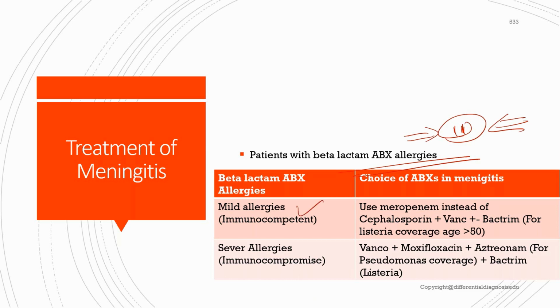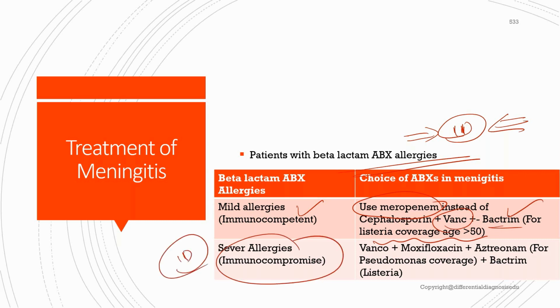So for mild allergy, you can use just meropenem instead of cephalosporin. You will continue vancomycin, and because the patient is allergic to ampicillin, you can use Bactrim for Listeria coverage. Severe allergy, you definitely, 100%, need to involve ID. So you can use IV vancomycin, moxifloxacin, aztreonam for Pseudomonas coverage, and Bactrim for Listeria coverage. But if the patient is allergic to antibiotics, ID needs to be involved. Otherwise, you can manage on your own.